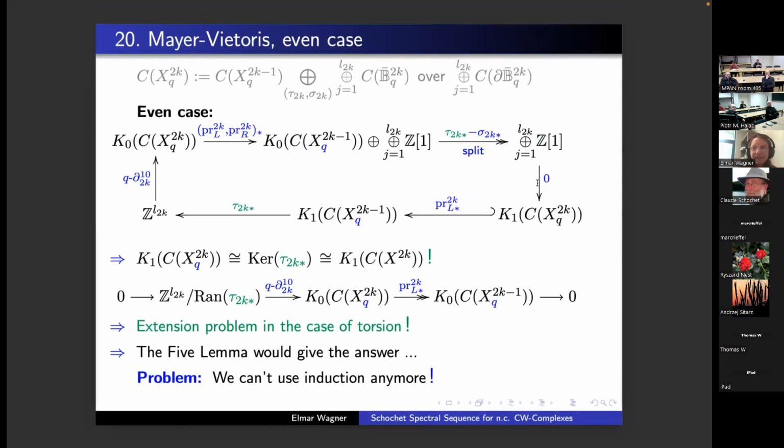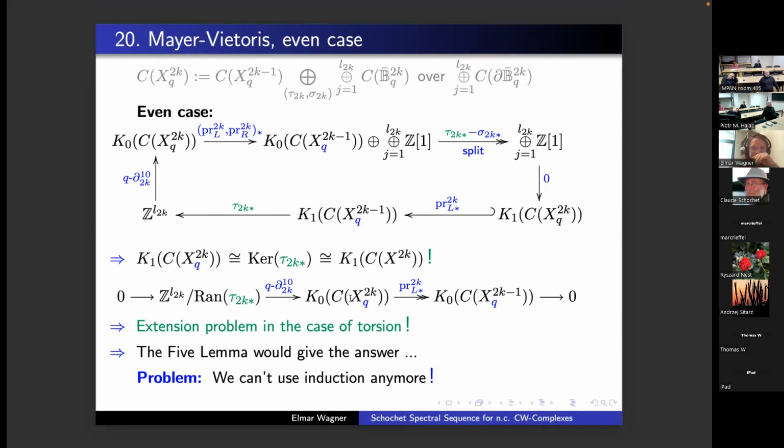Where is it? Here. So that's 0. So we have an embedding, and it's exact. So K1 is determined by the kernel of tau. Very nice. That was the hope, that it always will work, something like this. So the kernel of tau does really determine K1.